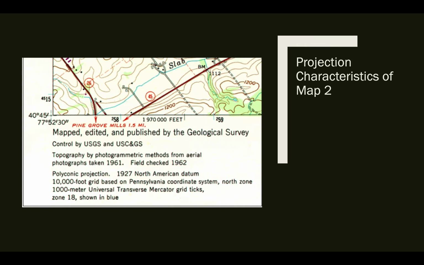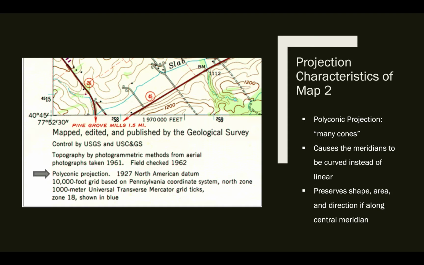Next, we move on to the projection characteristics of Map 2. Map 2 is a polyconic projection, meaning many cones. This projection is created by lining up an infinite number of cones along the central meridian. This causes the meridians to be curved instead of linear. If you are along the central meridian, shape, area, and direction will be preserved. However, as you move away from the central meridian, distortion occurs for all shape, area, and direction.